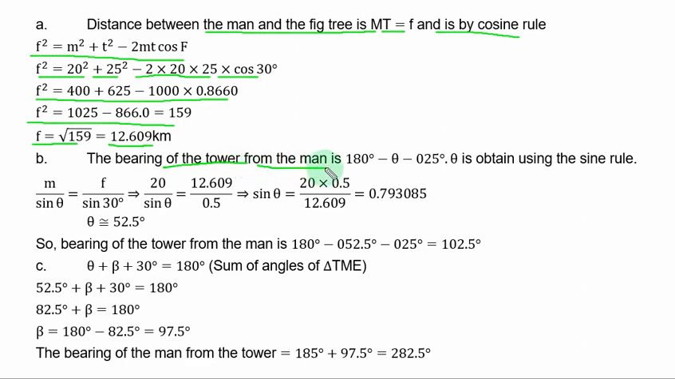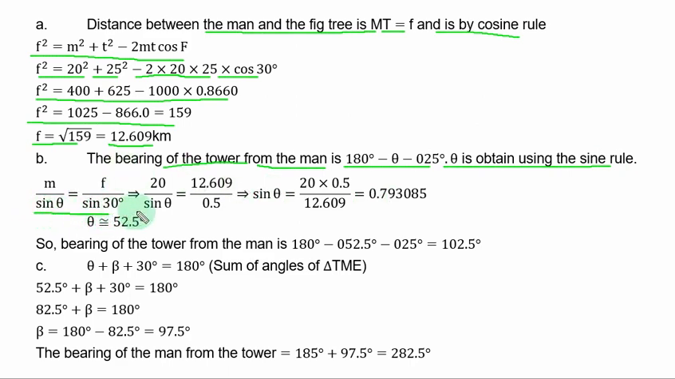B, the bearing of the tower from the man. I have already explained this, that the bearing is 180 degrees minus theta minus 0.25 degrees. And looking at the triangle MTF properly, you can obtain theta using the sine rule. You know, to use the sine rule, you need one complete side. Now, we know side F and we know angle F. For us to get theta, the side facing it, M, is given. That is 20. You state the sine rule in this form.